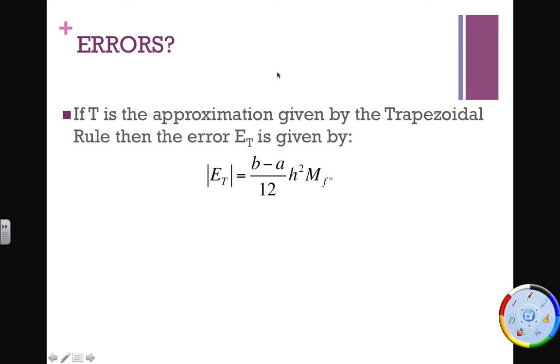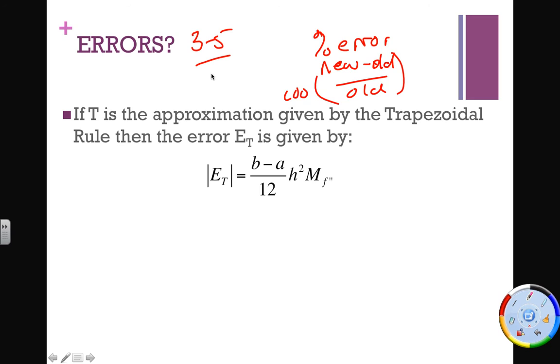Basically like percent error, right? Percent error is something we've done before: we'd say new minus old over old, and then times 100 to get a percent. Percent change from 5 to 3 would be 3 minus 5 over what we started with, which was 5. So it would be a 40% decrease, that sort of idea.